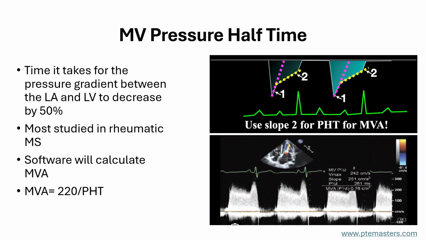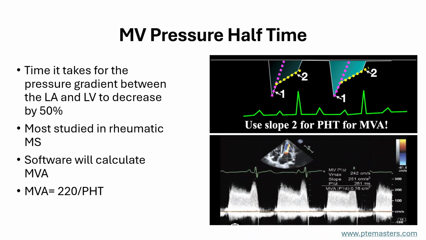You can also obtain a pressure half time and indirectly assess the mitral valve area via continuous wave Doppler. Pressure half time represents the amount of time it takes for the pressure gradient between the left atrium and left ventricle to decrease by 50%. It is most studied in patients with rheumatic mitral stenosis. In other populations, such as, for example, bioprosthetic mitral valve stenosis, it can sometimes overestimate the mitral valve area and underestimate stenosis.